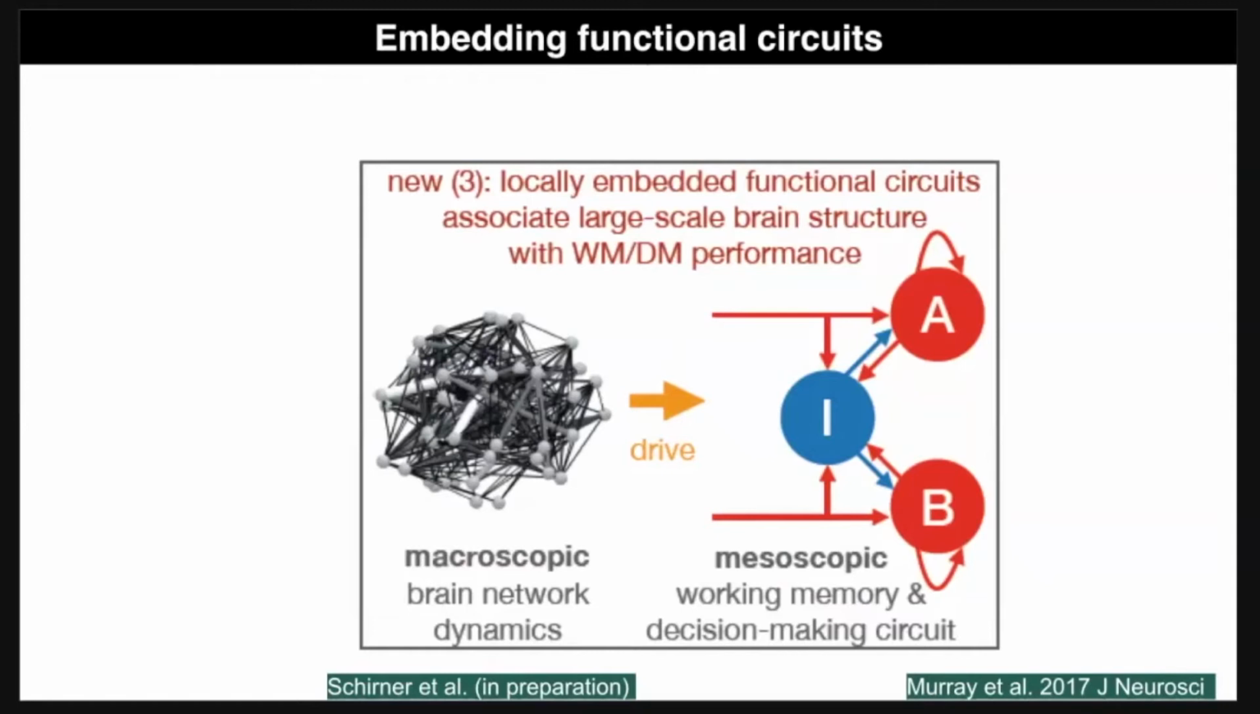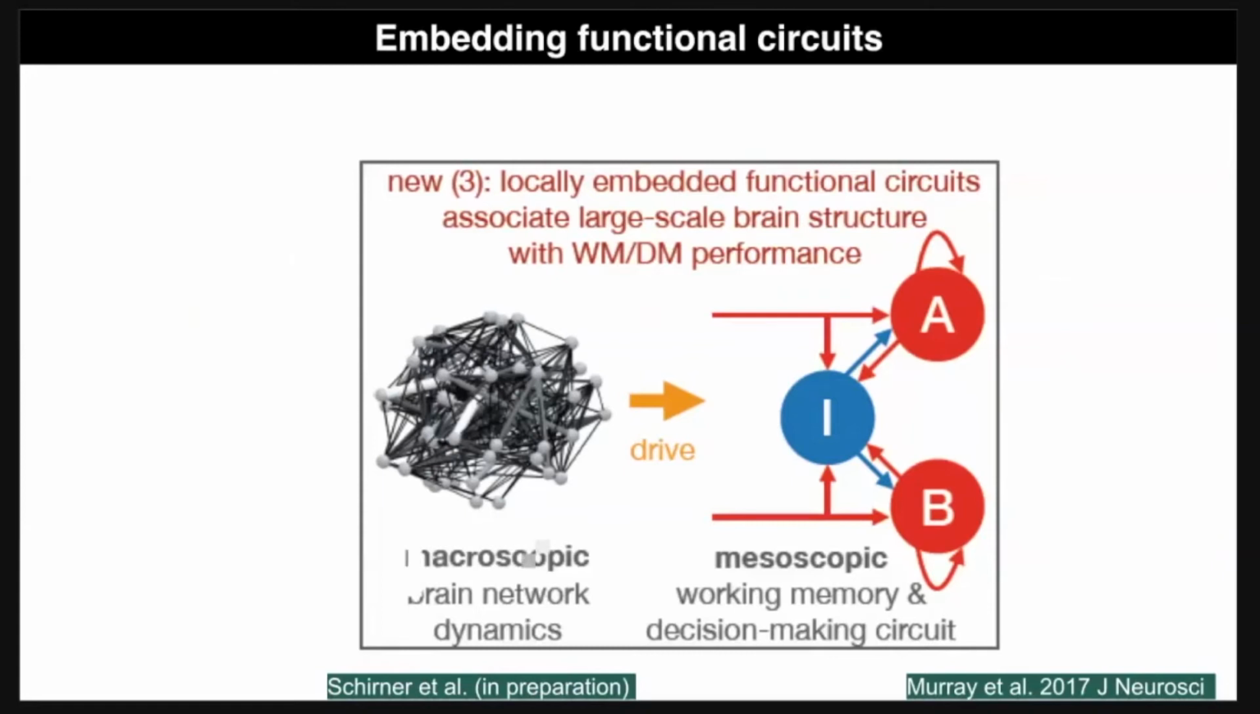You see this here on the right. These are two excitatory populations, A and B, that are mutually inhibiting via an inhibitory population. The working memory can be simulated or mimicked by the circuit model, by persistent attractor states, and decision-making can be simulated by winner-take-all competition between the two excitatory populations A and B.